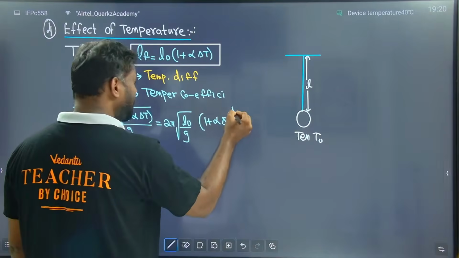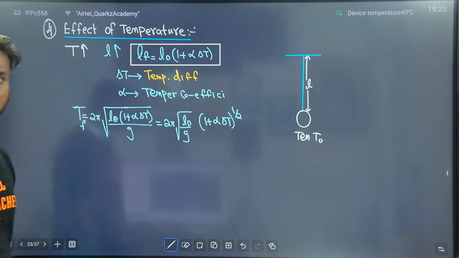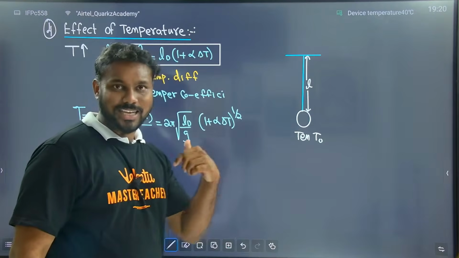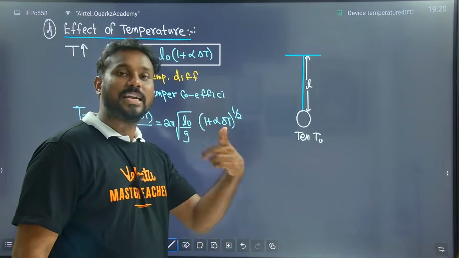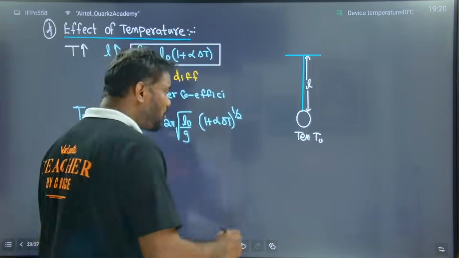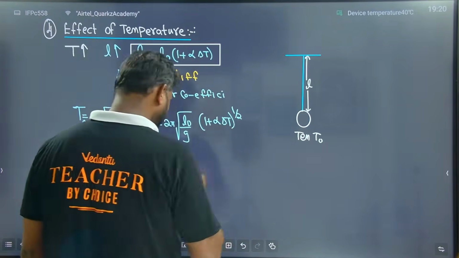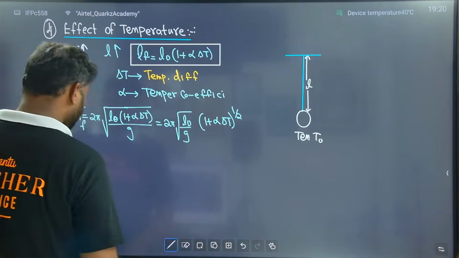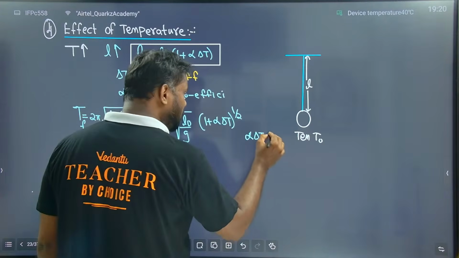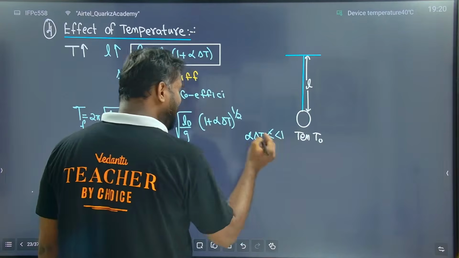This is to the power of 1 by 2. Yes or no? This is a very important thing: the value of alpha will be around 10 to the power of minus 3, some small value. So this alpha delta T is very, very important. This alpha delta T is very, very much less than 1, so we can apply the binomial.